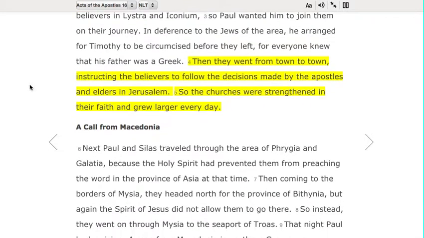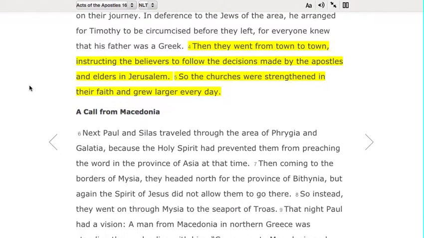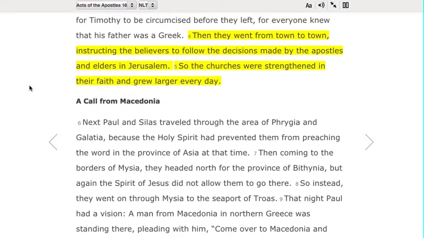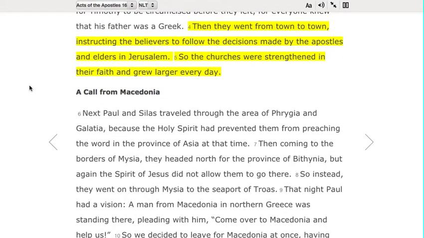It says that they went from town to town, instructing believers to follow the decisions made by the apostles and elders in Jerusalem, from back in chapter 15. So the churches were strengthened in their faith, and they grew larger every day. So this is great. Paul is encouraging them once again, and the churches are growing.